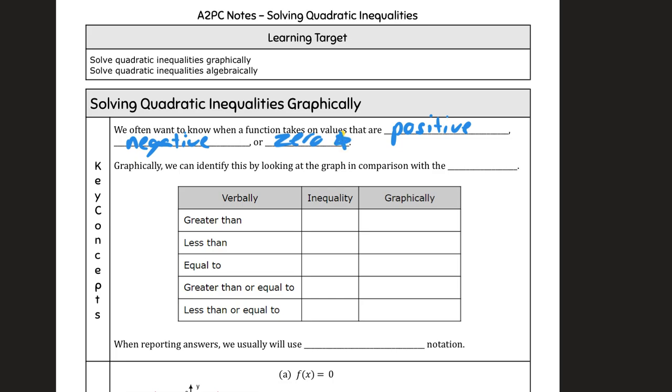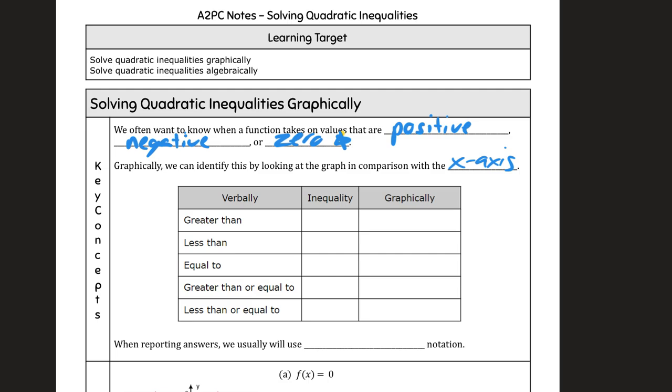All right, so that's what we've done in the previous classes. And then we talked about we have 5 different ways of finding zeros of functions. Find them graphically, right? Figure out where it's crossing the x-axis. Those are your x-intercepts. You can find them by extracting roots, factoring, the quadratic formula, or completing the square. So you have 5 different ways of finding zeros. Graphically, you can identify this by looking at the graph in comparison with the x-axis.